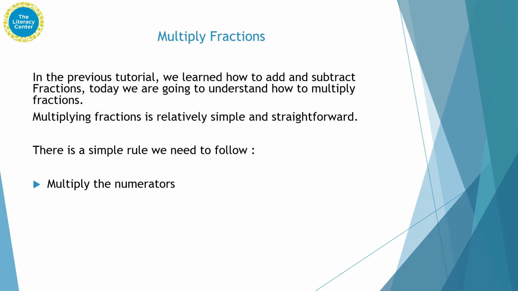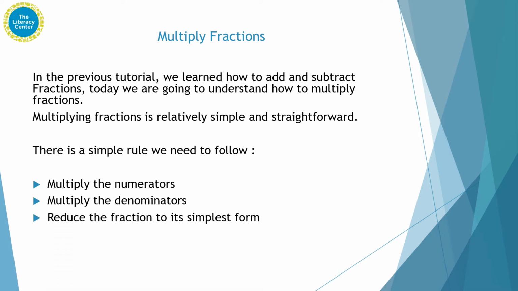When you have a problem in front of you, when you need to multiply two fractions, what you need to do here? First, multiply the numerators, then multiply the denominators. And then, whatever you get as a result, reduce that fraction to its simplest form. It's simple and straightforward, right?